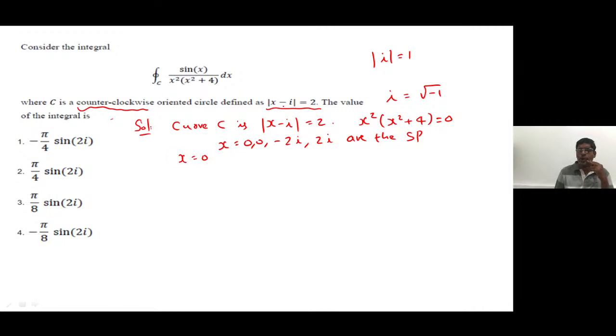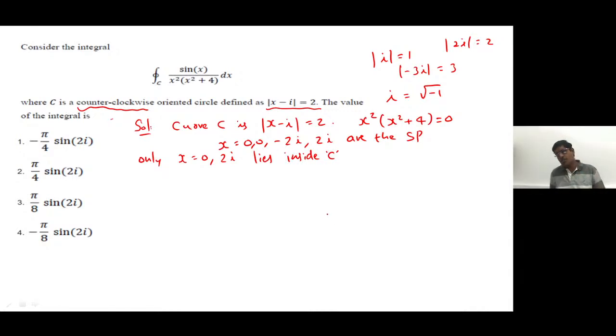Next, if I put 2i minus i, mod i value is 1, so 2i also lies inside. Why should I write directly only? Because you can check like that, minus 2i: if I put x equal to minus 2i, minus i gives minus 3i, mod minus 3i is mod 3, that is 3, which is greater than 2. So only these 2 points lie inside C. There are two singular points.